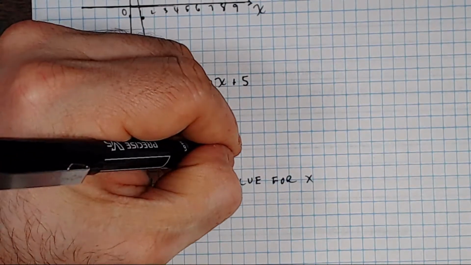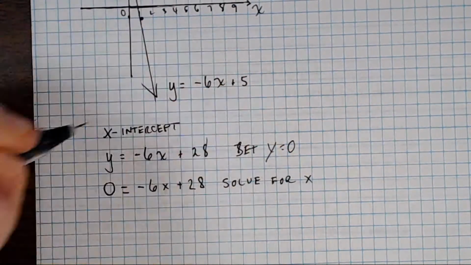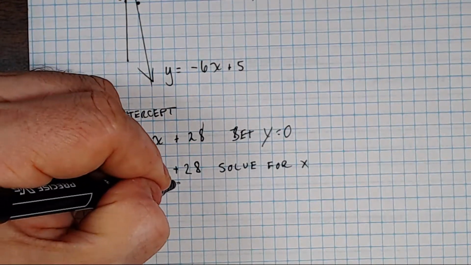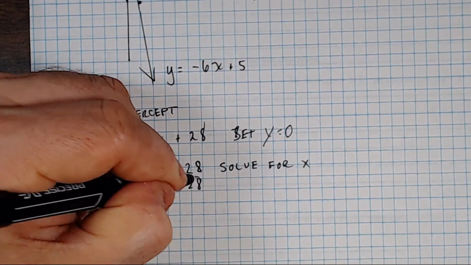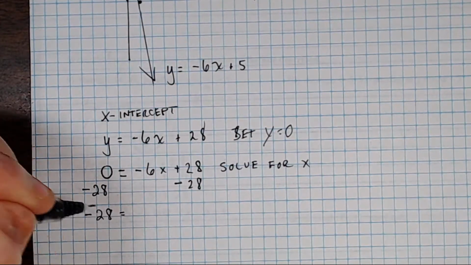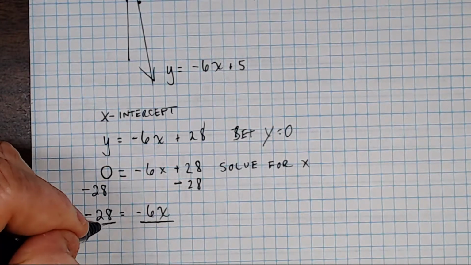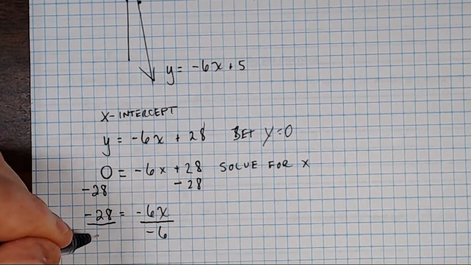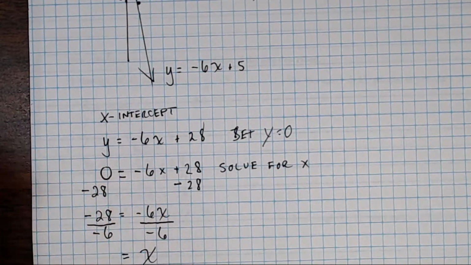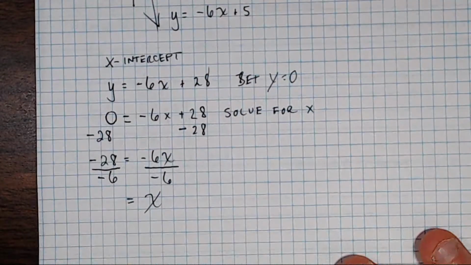So what you do is set y equal to 0. So there, I did that. Now solve for x. What I'm going to do is subtract out 28 on both sides. Now I have negative 28 equals negative 6x. And I will divide out negative 6 on both sides. Now I have x by itself. That's the intercept. I just need to find out what negative 28 divided by negative 6 is.